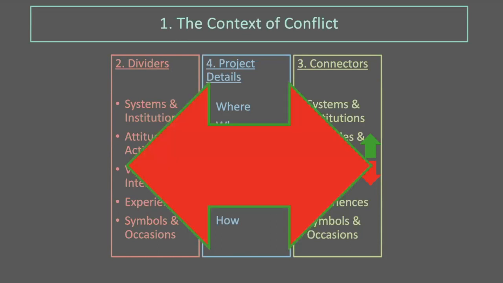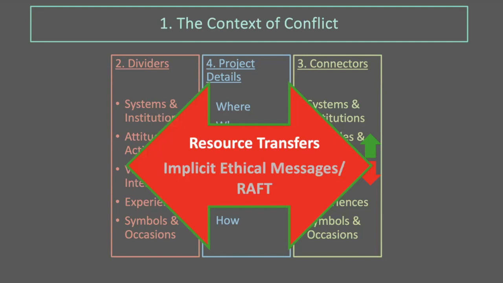The way in which that negative or positive impact usually happens is twofold. It is through the so-called resource transfers, which I'll introduce to you in more detail later. These are our actions, the way we implement our work and go about our activities. And then also not only through our actions, but also through our behavior. These are the so-called implicit ethical messages, or the RAFT criteria, and RAFT here is standing for respect, accountability, fairness, and transparency. Again, I'll introduce these two categories to you later.